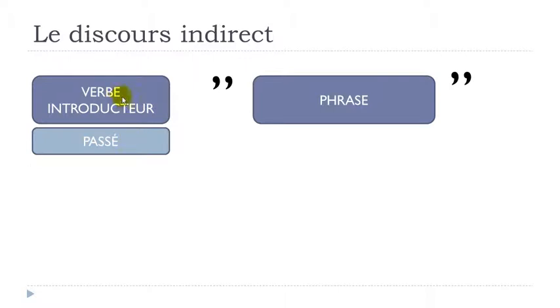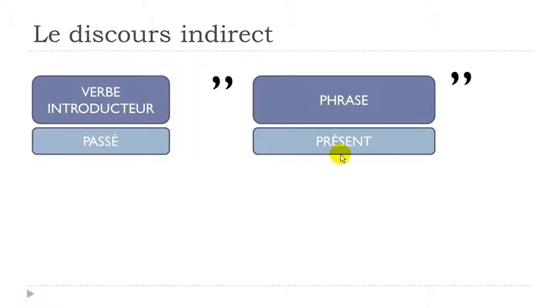Well, if this first verb is at the past, then the rest of the sentence, or the rest of the structure here, will have to be modified if you want to put that at the discours indirect. And that's what we'll see in this video. Okay? So the first example is if we've got this verbe introducteur at the past form, okay? And for all the examples, I will put this first part at the passé composé. Okay, so it will be easier that way.